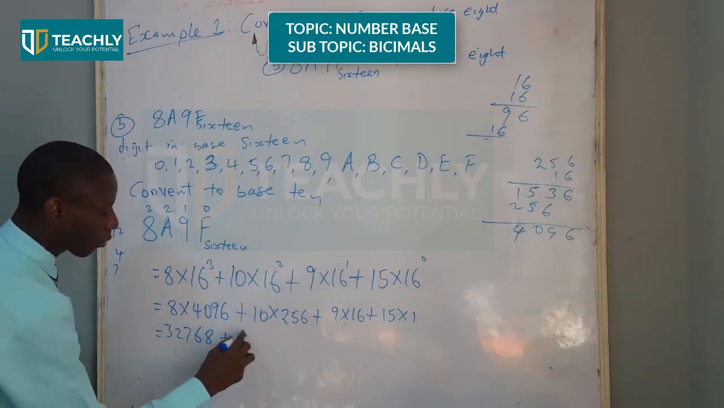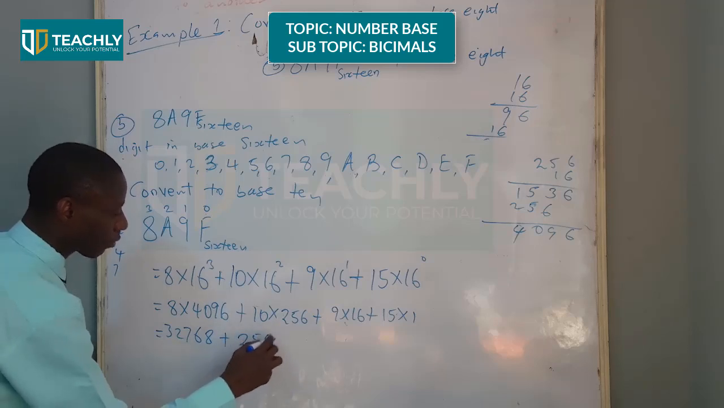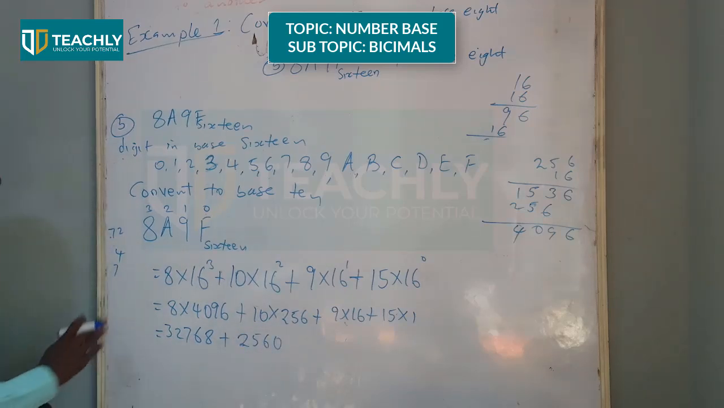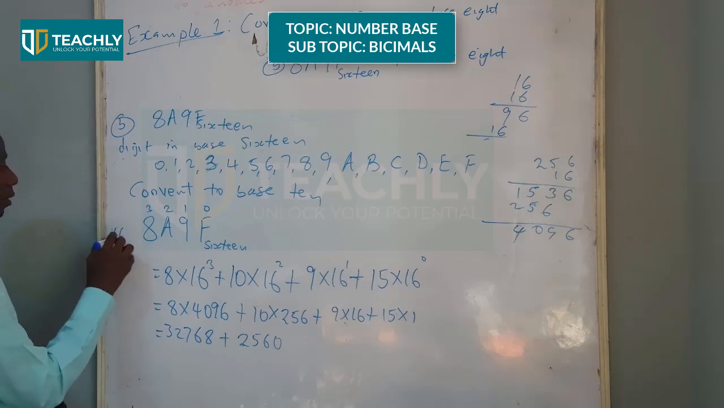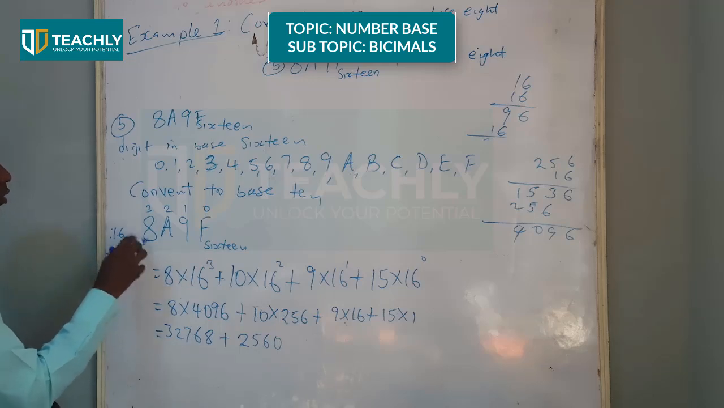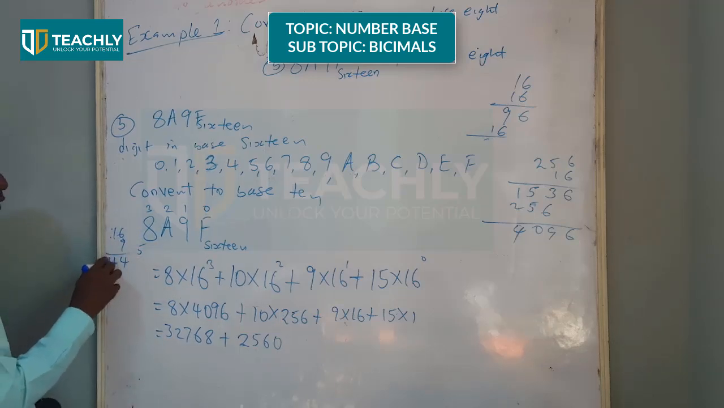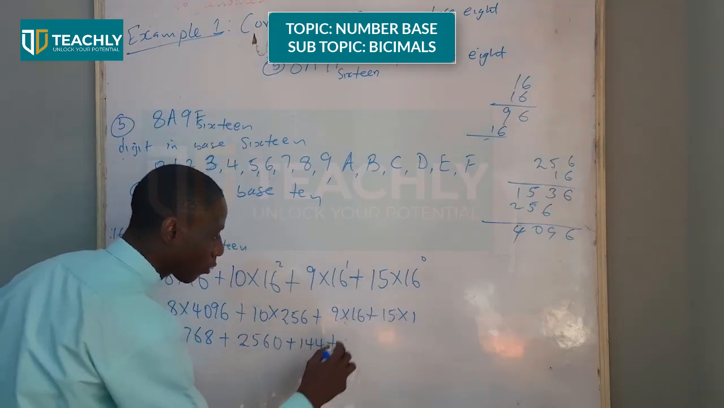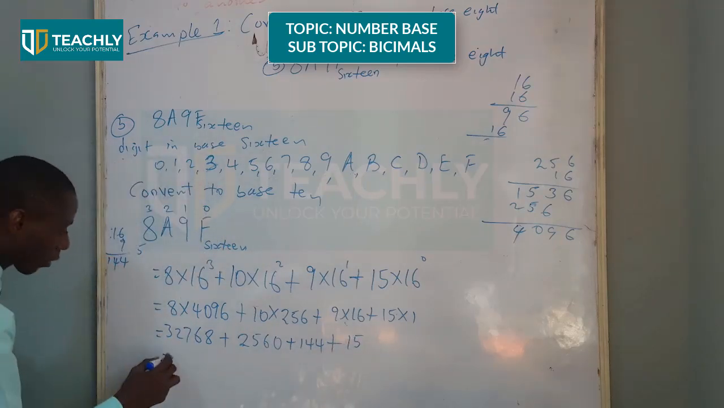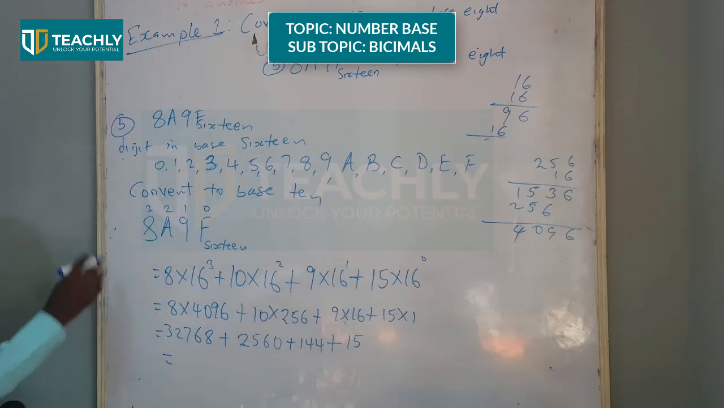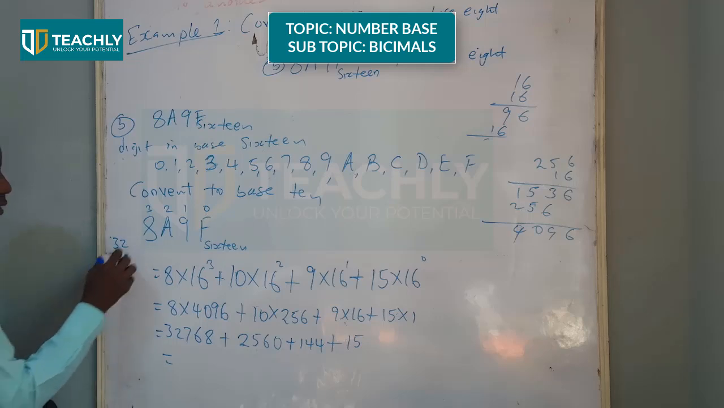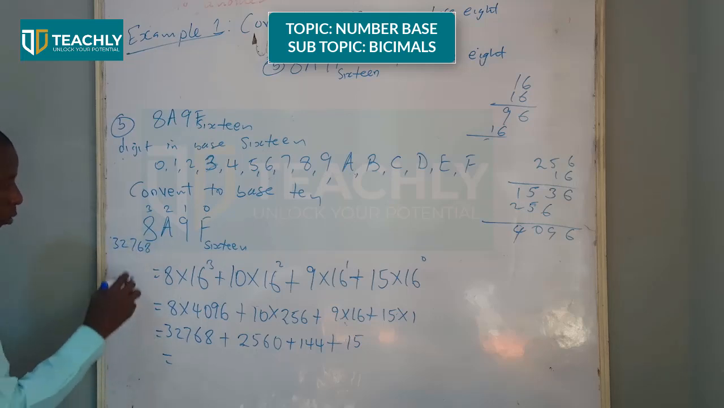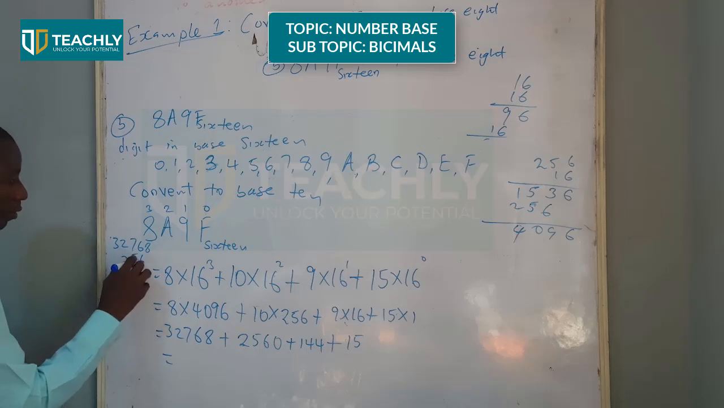This one times this one, I'm going to have 2,560. Then 16 times 9: 9 times 6, 54, keep 5; 9 times 1, that is 144. Plus 15 times 1, we have 15. So we are now to add everything together: 32,768 plus 2,560 plus 144 and 15.